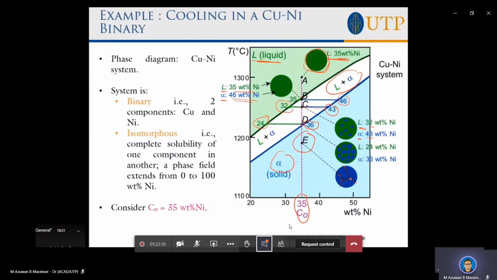What is the composition? It is 35% nickel. That's it. So you should be able to sketch this microstructure, give the composition, and also be able to give the amount of the phases present at any point of the phase diagram. All right.